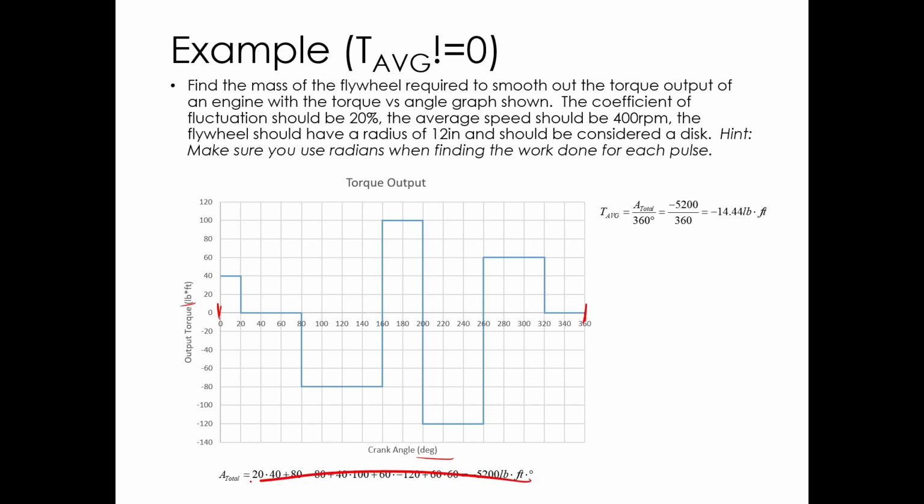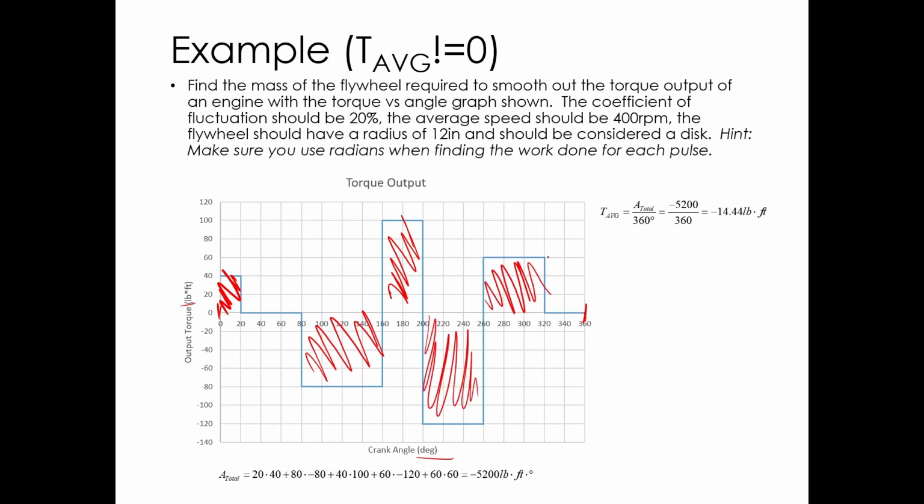So here's my area total down here. It's 20 times 40, and then, sorry, I kind of covered it up. 20 times 40, and then minus 80 times 80, plus 40 times 100, minus 60 times 120, plus 60 times 60. That gets me the total area with the units of foot-pounds degrees. Divide this number by 360 degrees. That gets me back to pound-feet of torque, and that gets me negative 14.4. So that's the average torque output of this device.